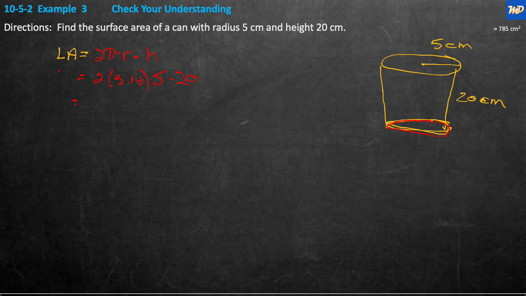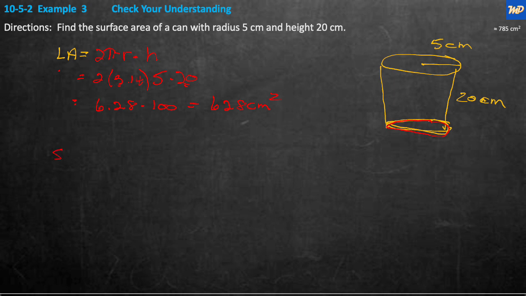And when we take that out, 2 times 5 is 10. So let's do it an easier way. 5 times 20 is 100. 2 times 3.14 is 6.28. So 6.28 times 100 equals 628 centimeters squared. Okay, we have that, 628 centimeters squared.